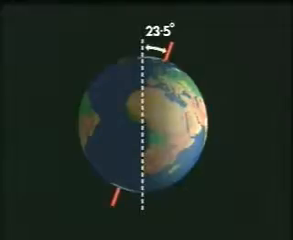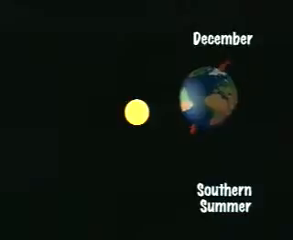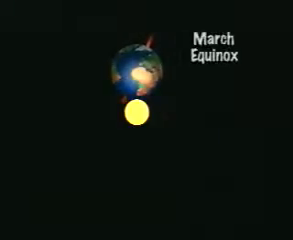On Earth, we have seasons because the axis is tilted at 23.5 degrees. In this model, the Earth isn't spinning and the Sun is smaller and closer in. Here, we're showing what happens during winter in the Northern Hemisphere. Three months later, sunlight falls equally on both hemispheres. The days and nights are the same length. This is known as the equinox.